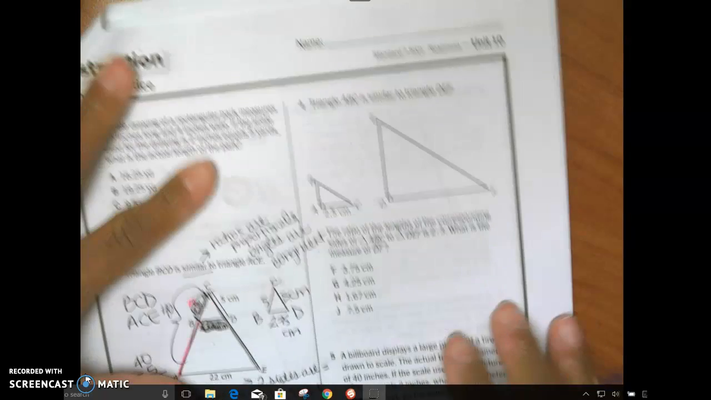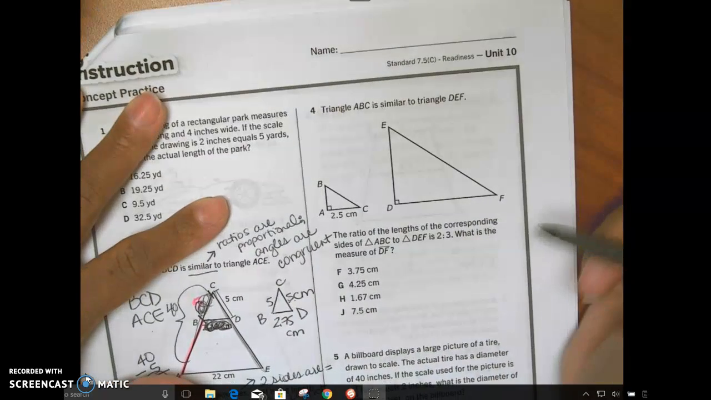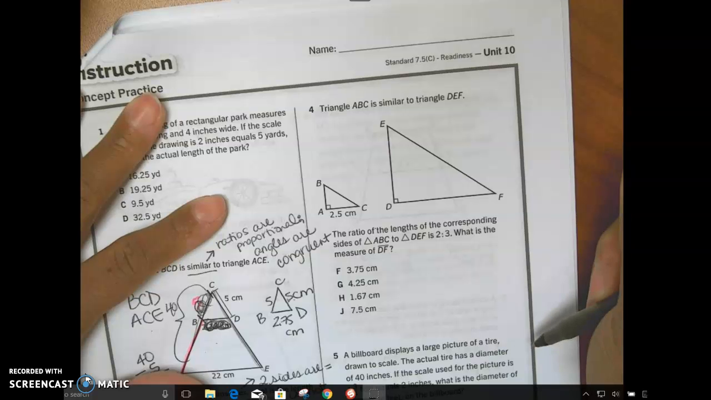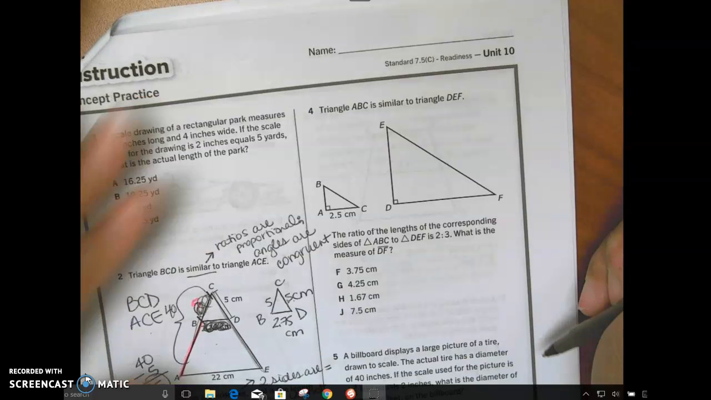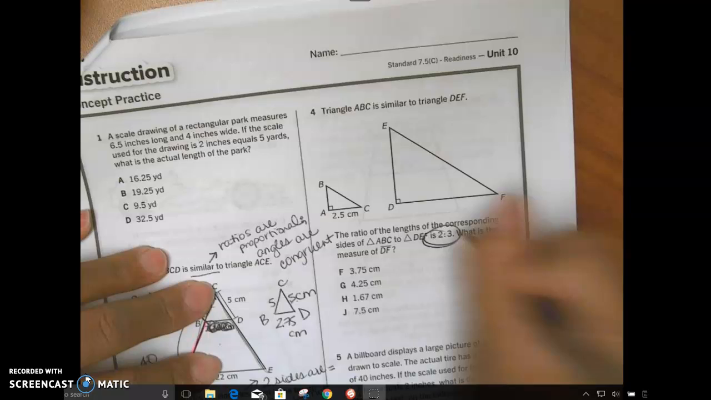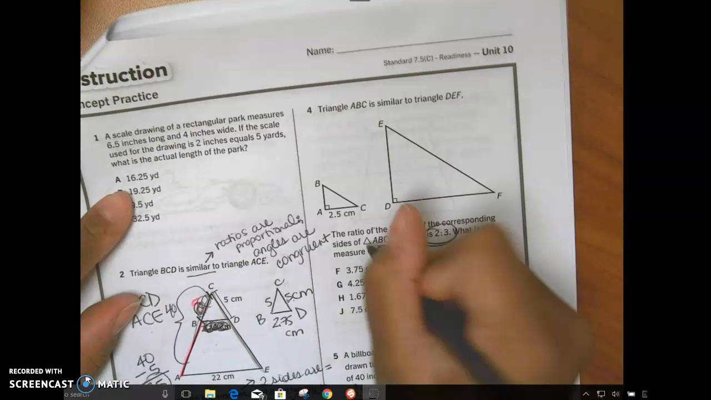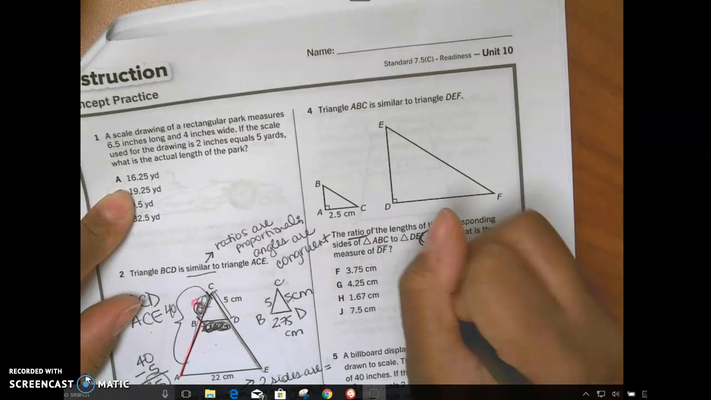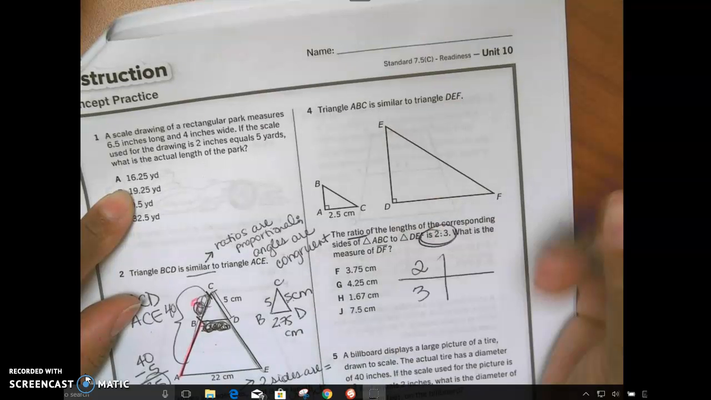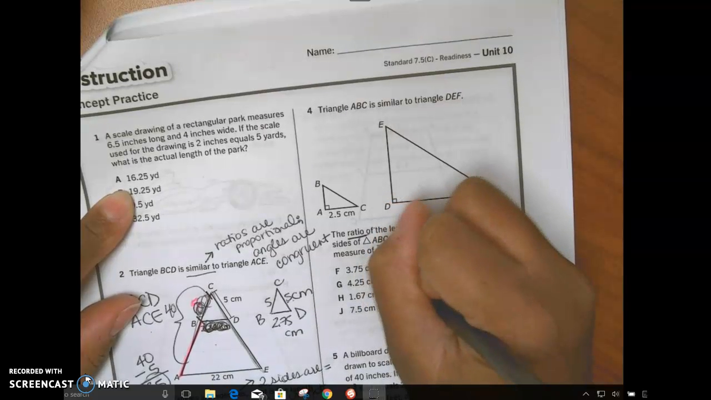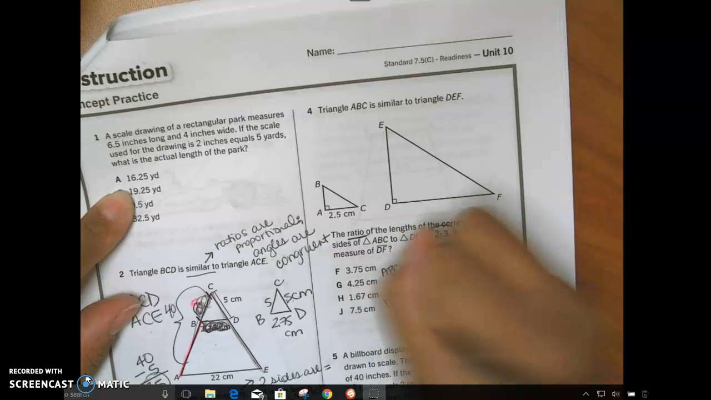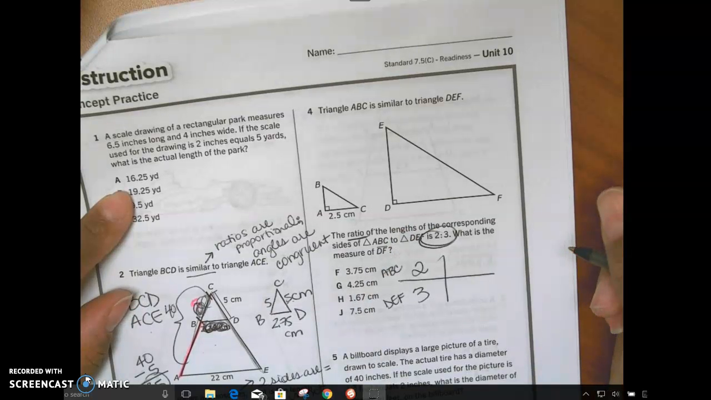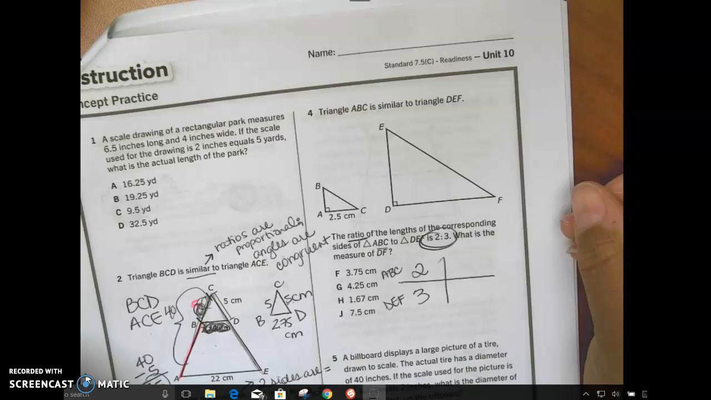Okay, triangle ABC is similar to DEF. The ratio of the lengths in the corresponding sides of ABC to DEF is 2 to 3. What is this? A ratio. They tell me straight up 2 to 3, ABC to DEF. That's important. What is the measure of DF?